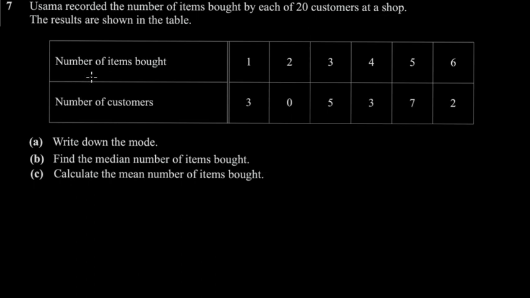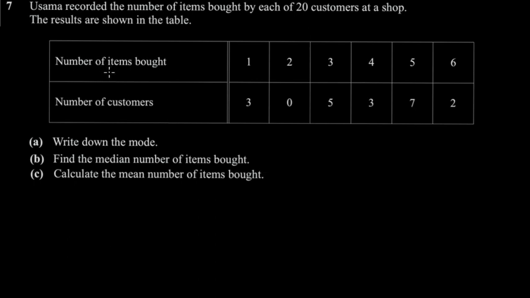The next question says, Gisama recorded the number of items bought by each of 20 customers at a shop. The results are shown in the table. You have the number of items bought, and the number of customers. Write down the mode. The mode means the most number of items bought.